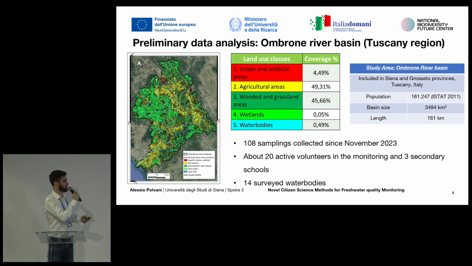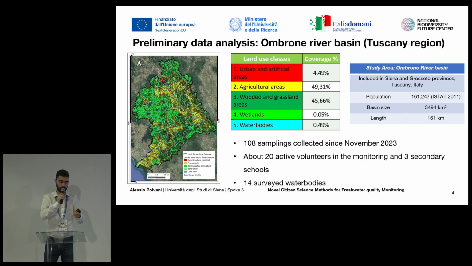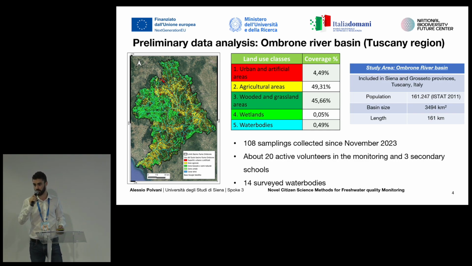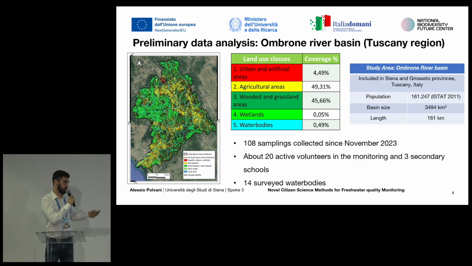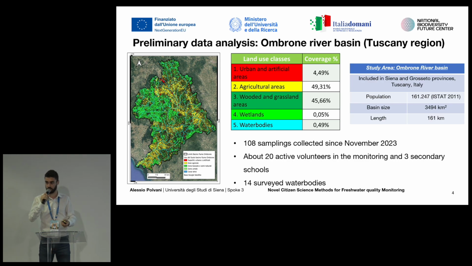Talking very fast about some preliminary analysis results that we had so far. I took just one case study, the Ombrone River Basin, which is included in the Siena and Grosseto provinces, so we're talking about Tuscany. I reported a GIS map which describes the land use classes just to contextualize the territory where the whole project is carried out. Mostly the land use is covered by agricultural areas and wooded and grassland areas, so it is not a very urbanized area.